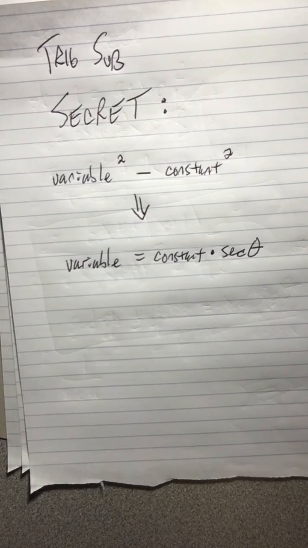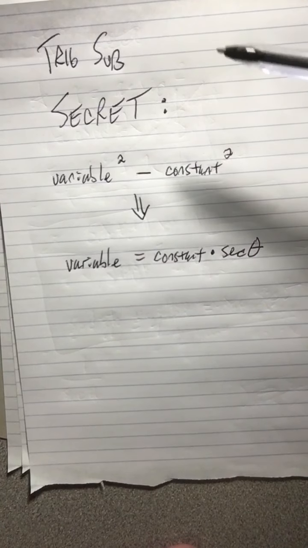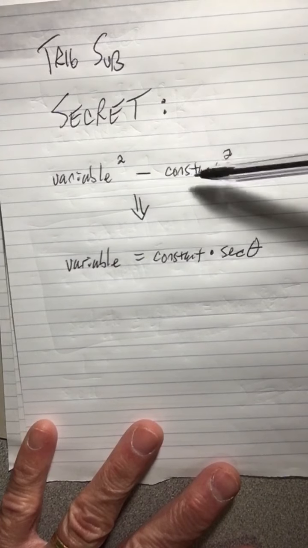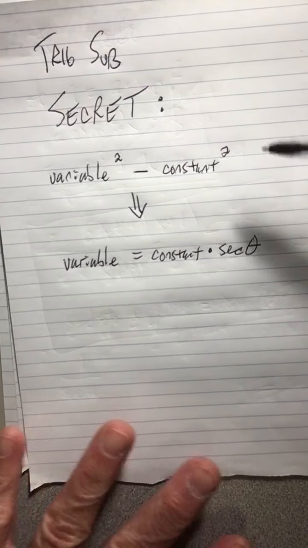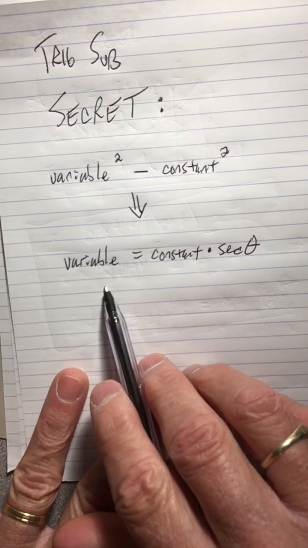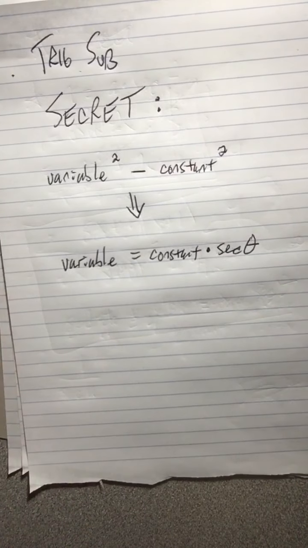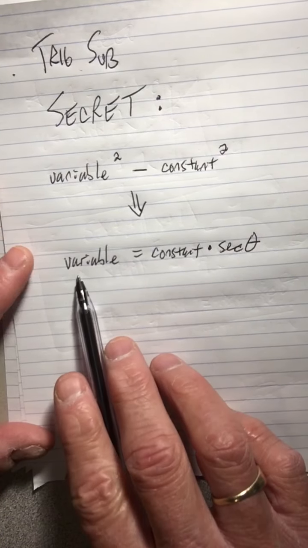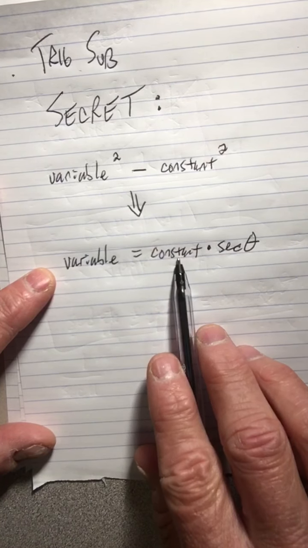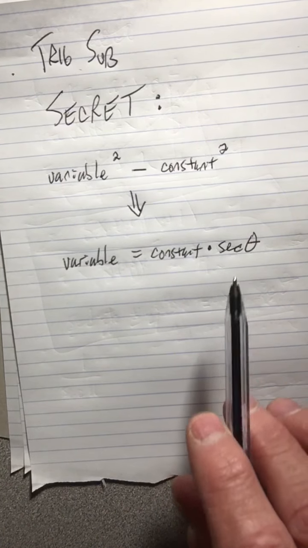We have this trig sub secret. If you see anywhere, it doesn't even have to be under a radical really, but if you see variable squared minus constant squared, then there's this nice little trick that leads to a great substitution where you substitute a trigonometric relationship for your algebraic one in order to make the integration easier. And the trick is to take the variable and set it equal to the constant times secant of theta. Okay, so that's the little trick.